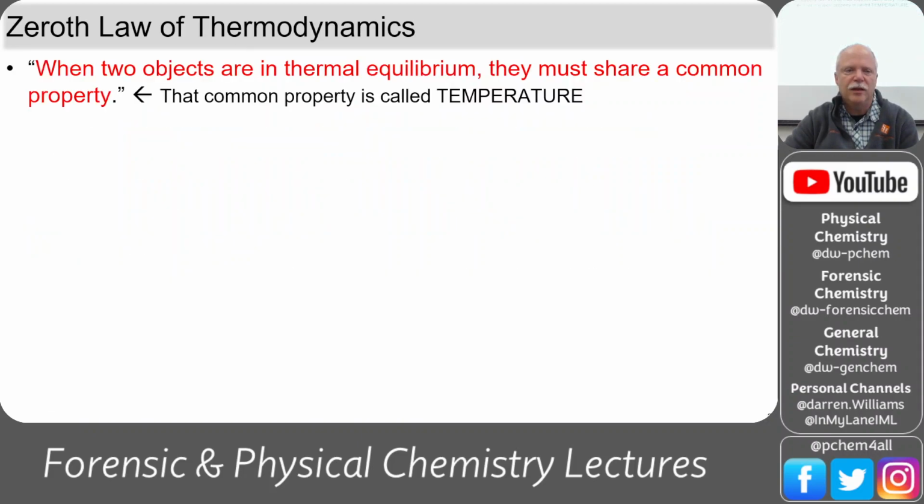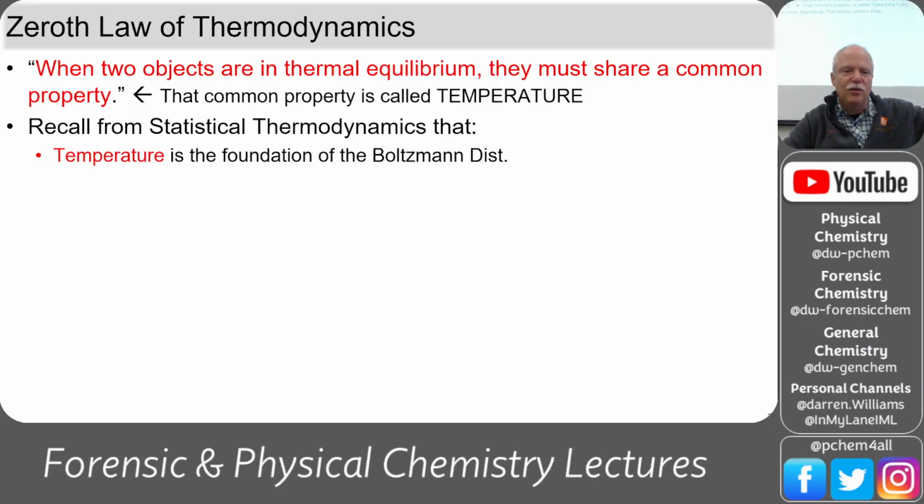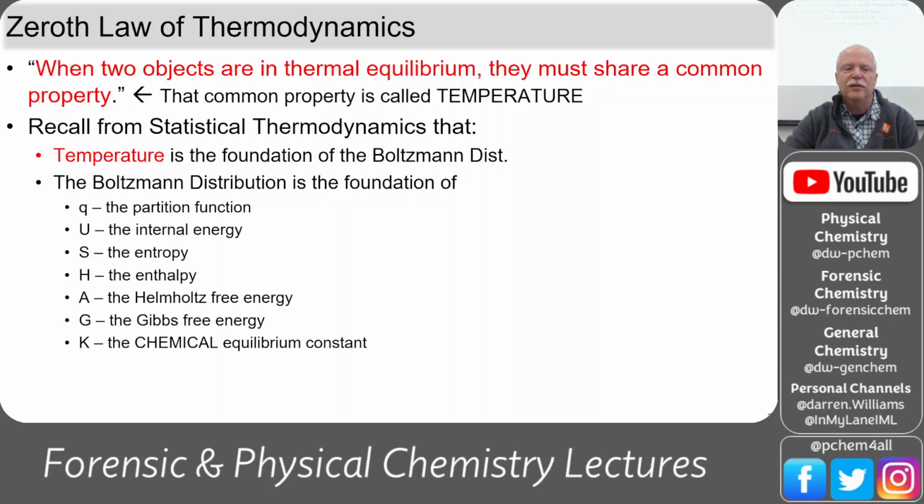But here's the thing in your notes. There's the zeroth law, and recall from all that we've done so far, the first 3 weeks of the course, that temperature is the foundation of the Boltzmann distribution, which is the foundation of all the other things. So once we have temperature, we can figure out the ratios of the energy levels, their population. And once we have the population of the energy levels, we can calculate the energy, the entropy, the enthalpy, all of these things. So that's a wonderful thing.